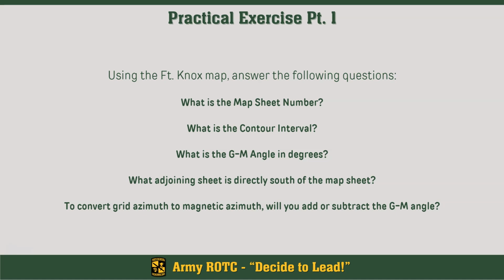And then you need to figure out if you're going to convert a grid azimuth to a magnetic azimuth, will you add or subtract the GM angle? Now, the GM angle you're going to find right here in your declination diagram. And where it tells you what that GM angle is, it's also going to tell you verbatim, it's going to write it out. It says to convert grid azimuth to magnetic azimuth, either add or subtract the GM angle. It'll tell you which one to do. So I want you to pause the video here, pull out that Fort Knox map, and see if you can write down or find the answers to these questions.